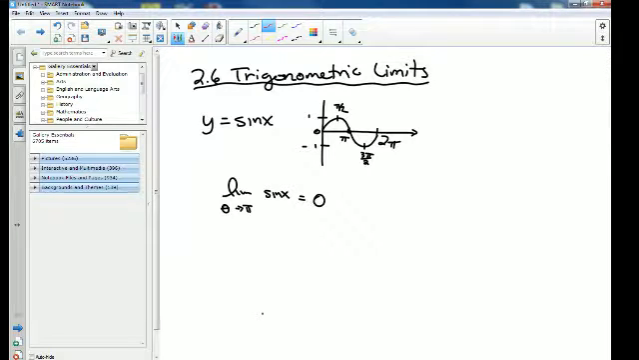What about y equals cosine x? What does that graph approximately look like? It starts at 1 and goes down to 0. What's the period? Still 2 pi.